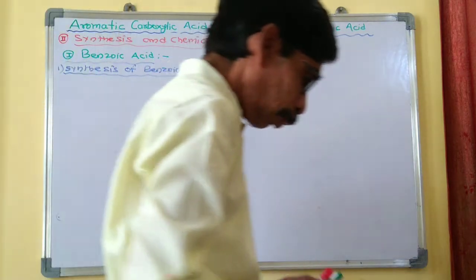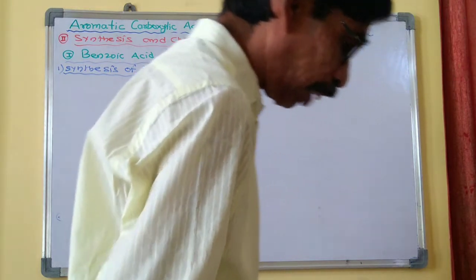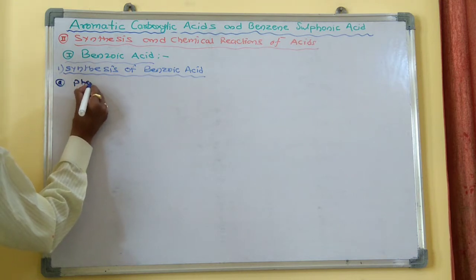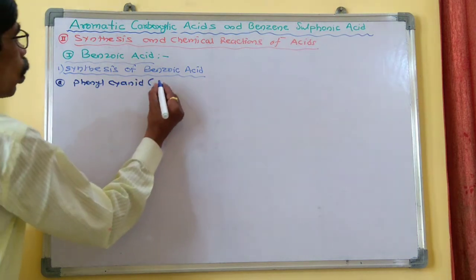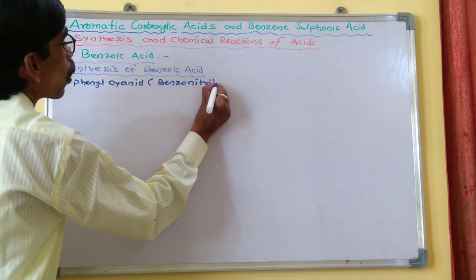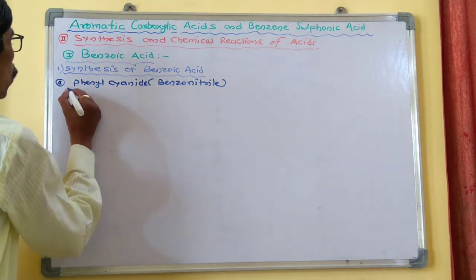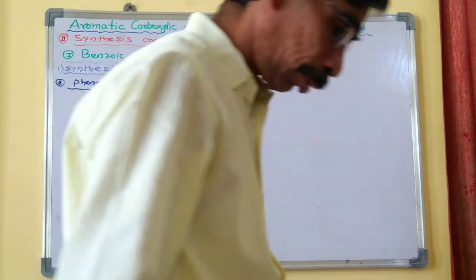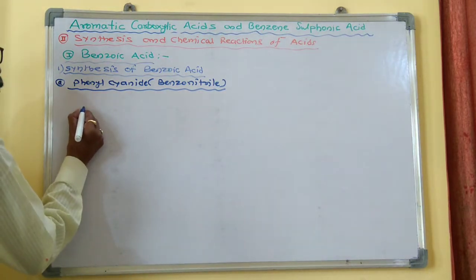Now, this benzoic acid can be synthesized from phenyl cyanide, or it is called benzonitrile. Now, when this phenyl cyanide is hydrolyzed with water, it gives benzoic acid.